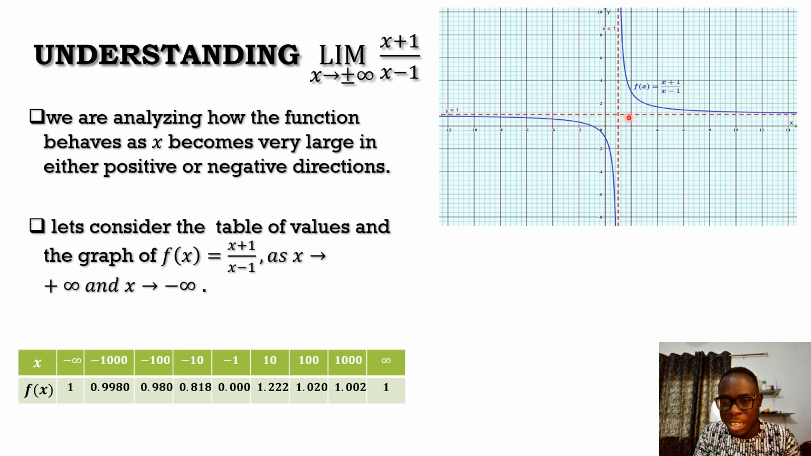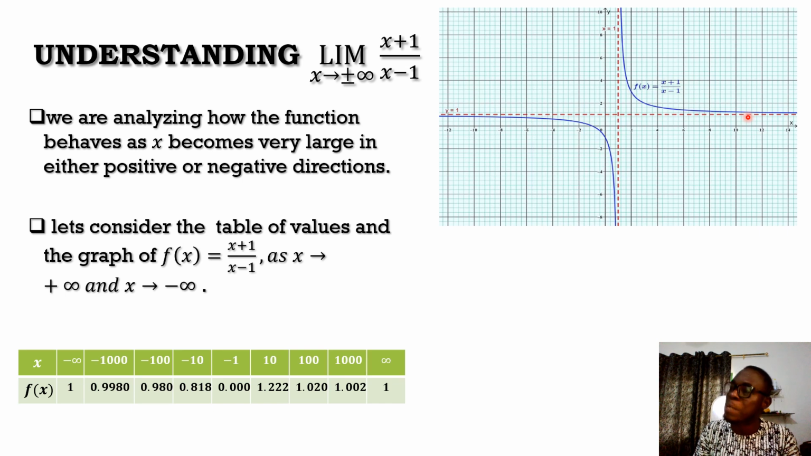So look at the graph very well, then you understand that the behavior of the function is such that it is getting closer and closer to y or f of x equal to 1, but it is not touching it. So what it means is that as the x value, that is the input value, becomes very large, the function gets closer and closer to 1.